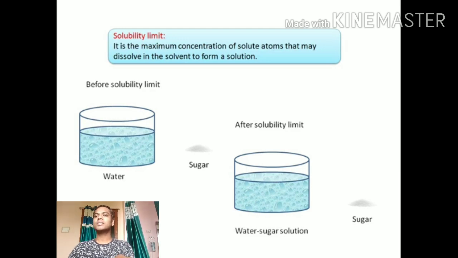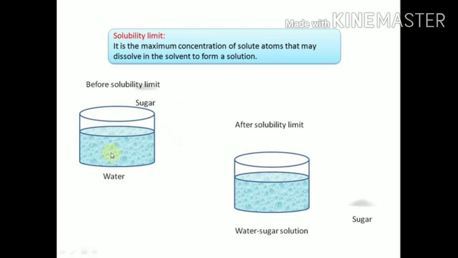Solubility limit. It is the maximum concentration of solute atoms that may dissolve in the solvent to form a solution. Here in the figure, there is water and sugar. If we add sugar to the water before the solubility limit, the sugar will be dissolved. But if we add sugar to the water sugar solution after the solubility limit, then the sugar will not be dissolved. It will simply be deposited at the bottom of the container.